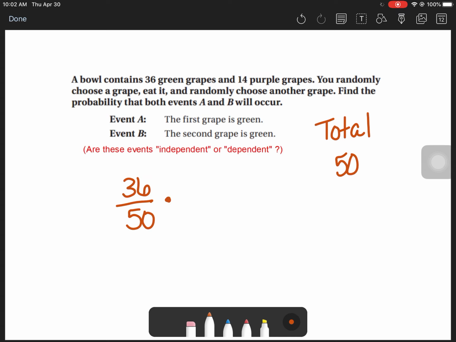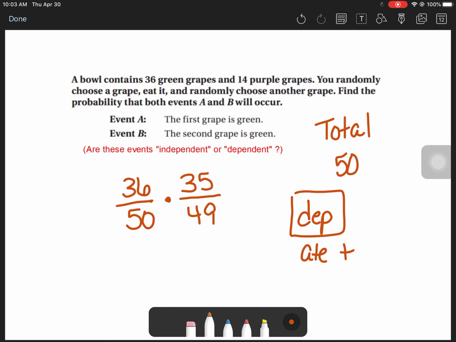And I'm going to eat another grape. So what's the probability that I eat another green grape? Well, the thing is you ate one of them. So that means now we only have 35 choices for my green grape the second time, as well as the fact that since I ate a grape already, I'd only have 49 to choose from. So this is an example of where this is going to be dependent because I ate the first grape, which means there is less to choose from.